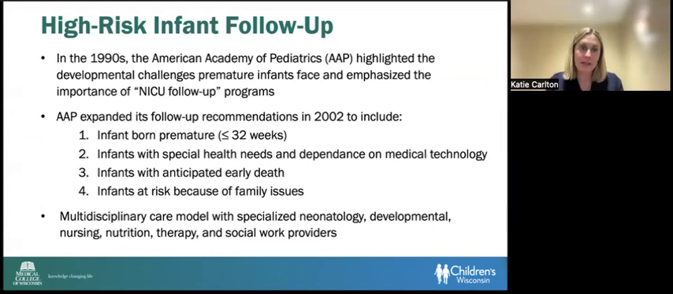This also highlighted the importance of a multidisciplinary care model with specialists including neonatology, developmental experts, nursing, nutrition, therapies, and social workers, all with this unified goal of improving the developmental outcomes of the NICU graduates we serve.